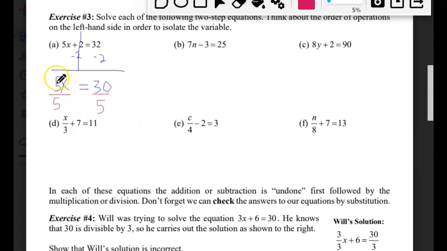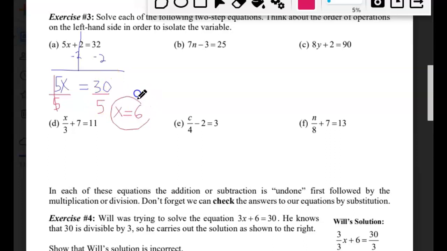So 5x, there's 5 attached to x. We don't need that. We need only x. So what will I do with 5 times x to make it 1? Definitely we could divide 5 by 5 to get 1. But since we're doing that on one side of the equation, we have to do it on the other side. So we could cancel this out. That's going to be x equals 30 divided by 5, which gives you 6.